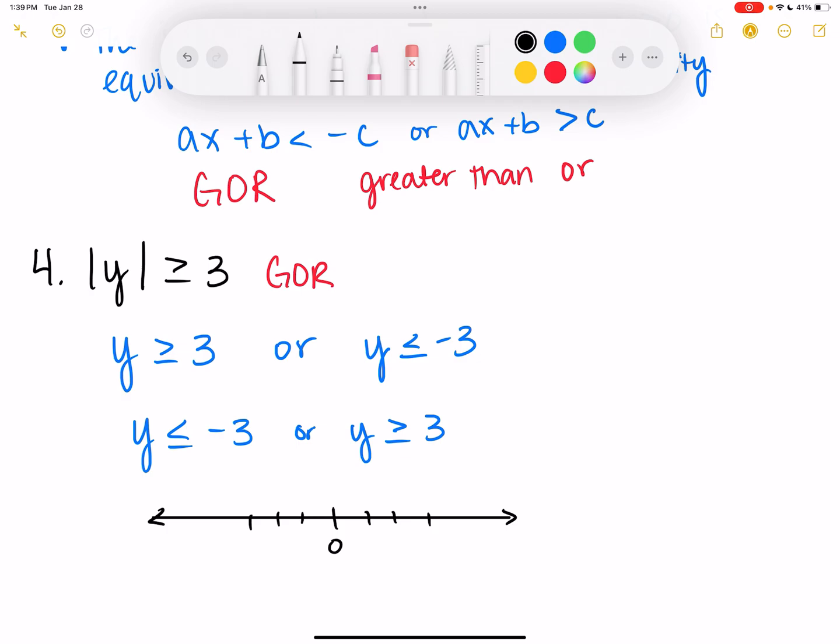All right, so same thing still applies. These are "or equal to"s, so these are both going to be brackets. So y less than or equal to -3. So I have a bracket at -3 going outward. And then or y is greater than or equal to 3. I have a bracket at 3 going to the right. So this is an or problem, so they're going opposite.